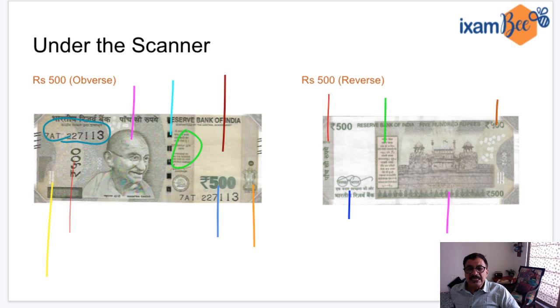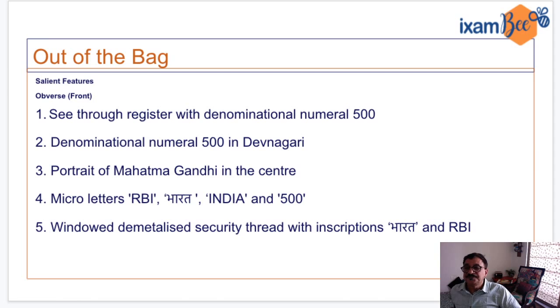in major languages of India forming a part of this panel. Then you have the image of the Red Fort here. Then you have the rupee 500 written in Devanagari and in Roman. So these are the basic features and security features of a currency note.